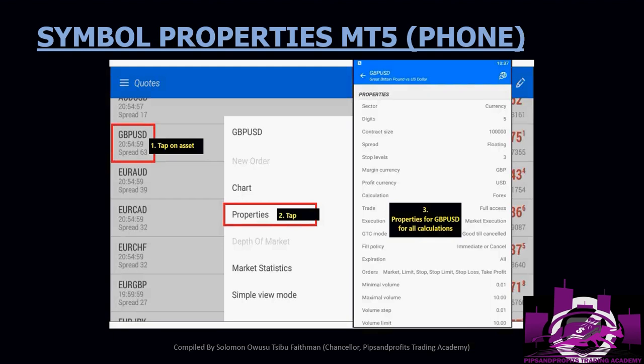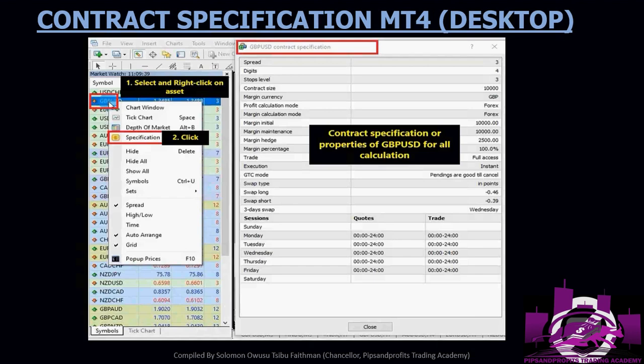And with the MT5, you go through the same process, but there are other things that are added to the symbol properties of the contract specification window.